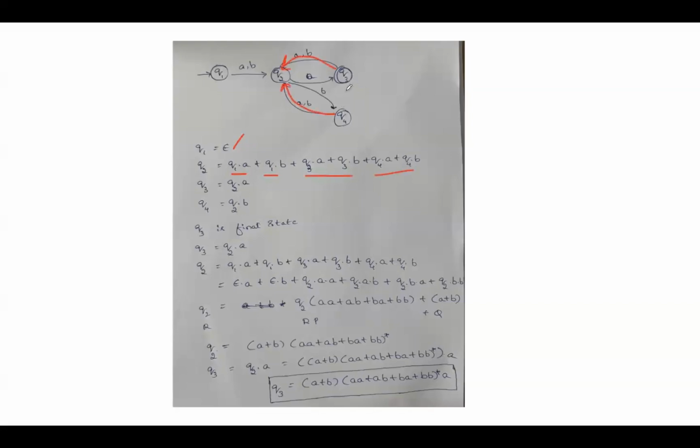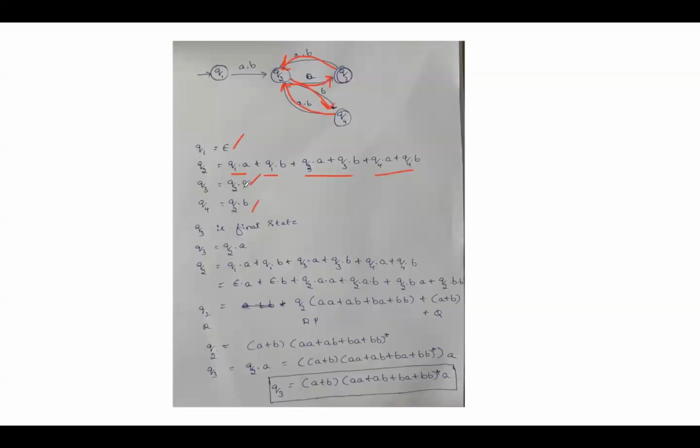Then find out Q3. Q3 has an incoming arrow from Q2 on input symbol A, so this is Q2 dot A. Q4 has an incoming arrow on input symbol B from Q2, so this is Q2 dot B. And in this diagram, Q3 is a final state, so we need to solve that.